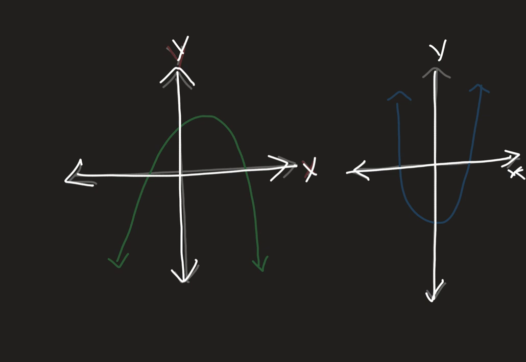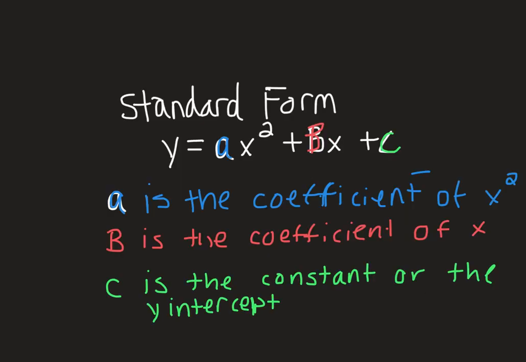Today, we'll be focusing on the standard form of quadratic equation. The standard form looks like this: y equals ax squared plus bx plus c. A is the coefficient next to ax squared, which affects the parabola's width and direction. B is the coefficient of x, influencing the position of the vertex along the x-axis. C is the constant term, or the y-intercept, where the graph crosses the y-axis.